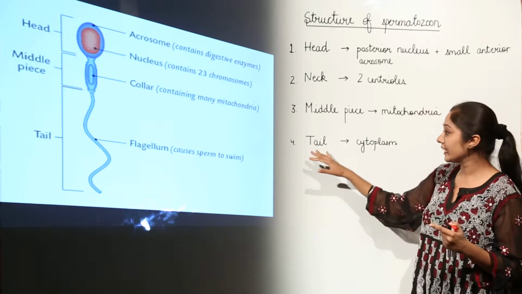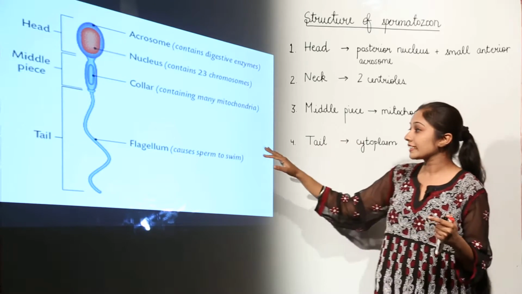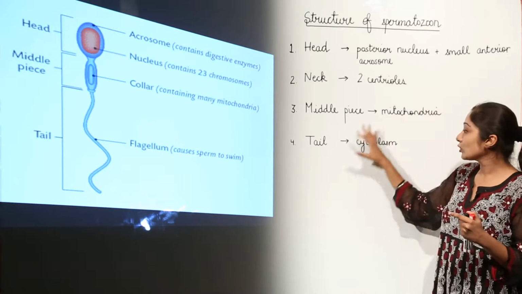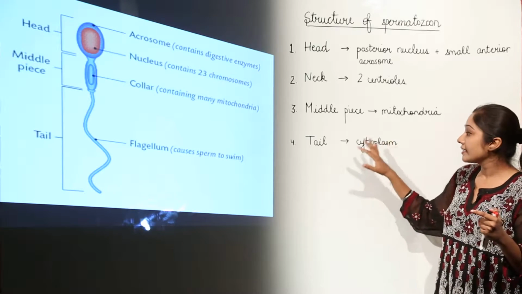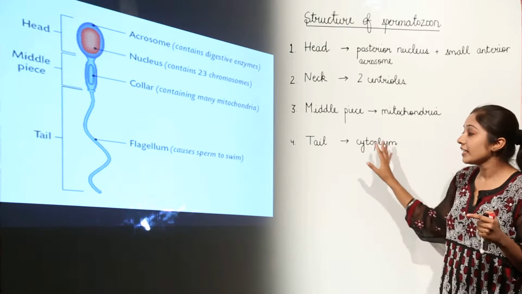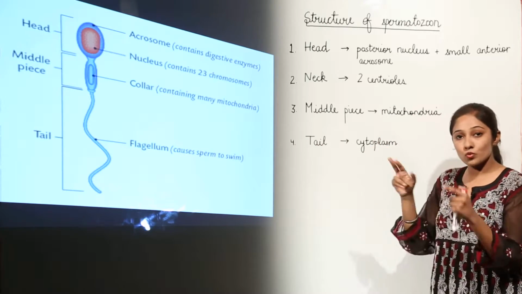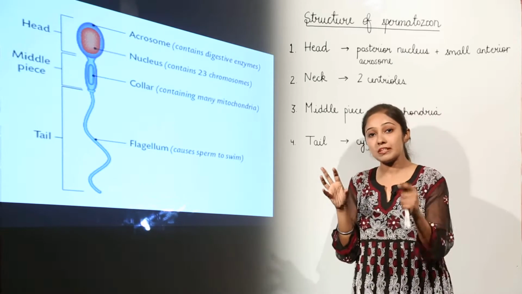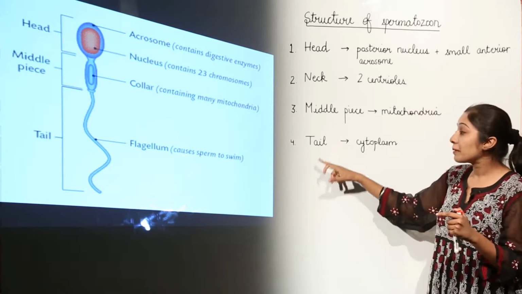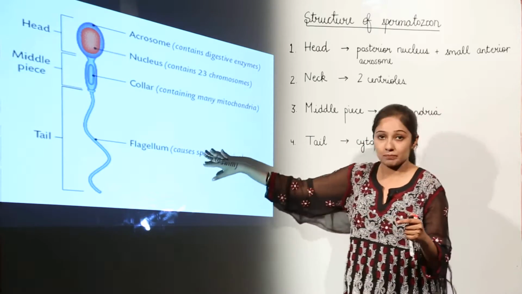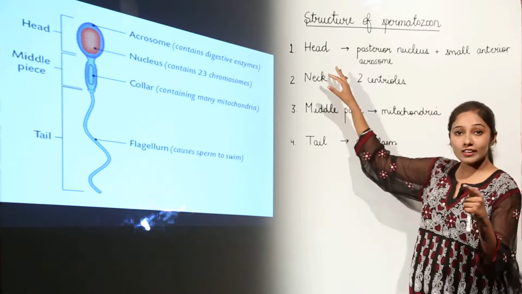Then we move on to the tail region. This tail region is also known as the flagellum. It is mainly composed of cytoplasm, and this tail region is actually causing the sperm to swim. So it is going to swim and reach the ovum in the female genital tract because of the whip-like movement of this flagellum. So let us recall this.